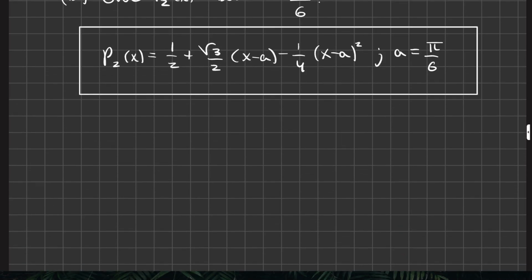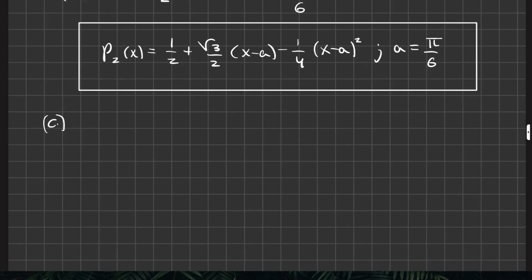Now part C is a little bit more involved. We're going to be using Taylor's inequality. So C says, find an upper bound for the error, and error and remainder are the same thing, defined as the difference between our true function, which is f of x, versus our approximation of that true function, which is the truncation of our Taylor series, which is our second degree Taylor polynomial. So we want the difference between f of x and P2 of x.